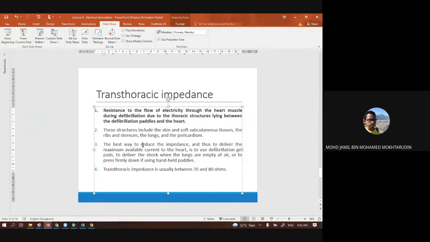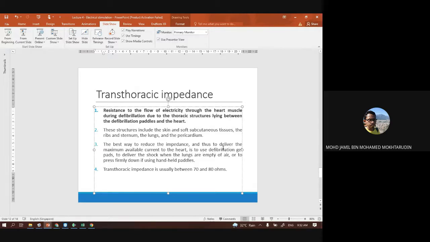So the best way to reduce the impedance. There is impedance that already exists in your body, so you cannot do anything about that. You cannot remove your lung or rib cage just to apply current to the heart. If you remove all of this, mati terus. So you can only reduce this impedance and thus deliver maximum or optimum current to the heart.